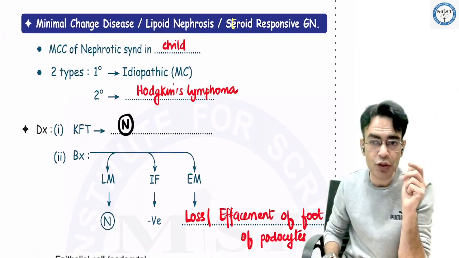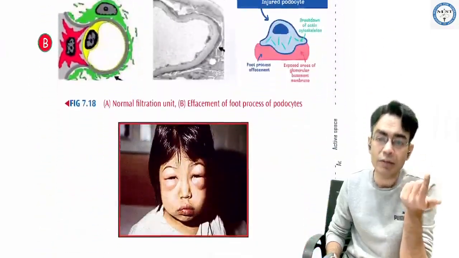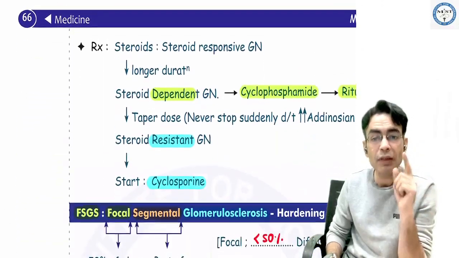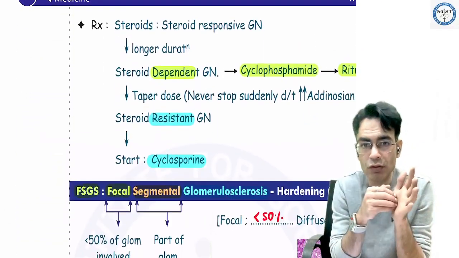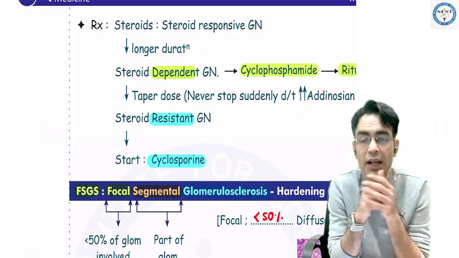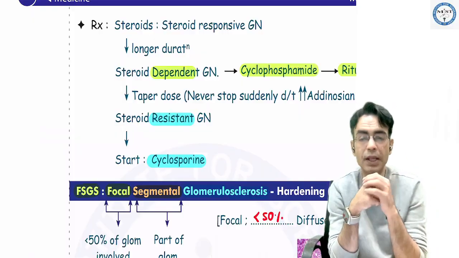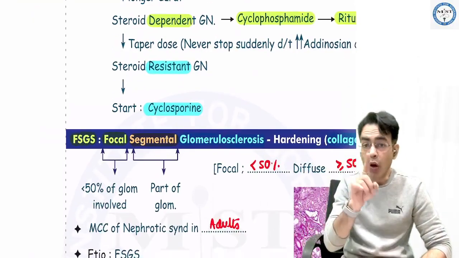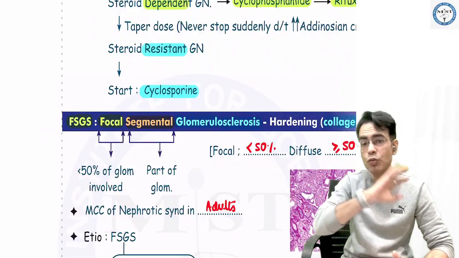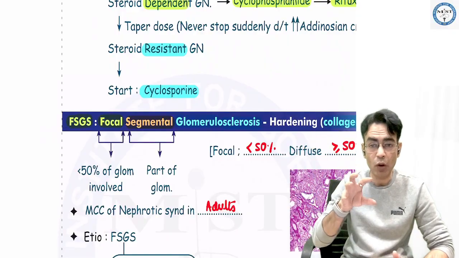It's highly responsive to steroid, so it is also called steroid responsive glomerulonephritis. And if it becomes steroid dependent, you give cyclophosphamide. If it becomes steroid resistant, you start with cyclosporin. Okay. FSGS: focal means less than 50%, diffuse means more than 50% glomerular involvement.